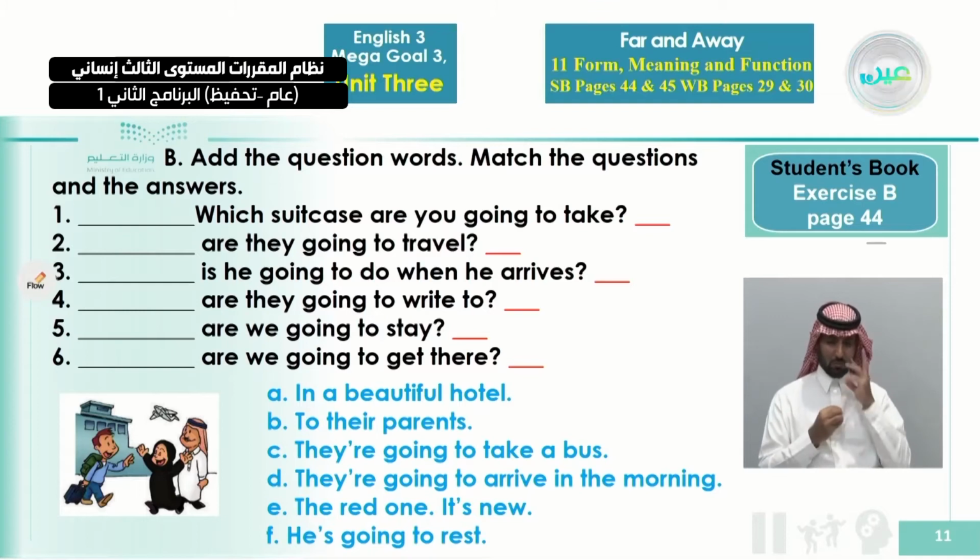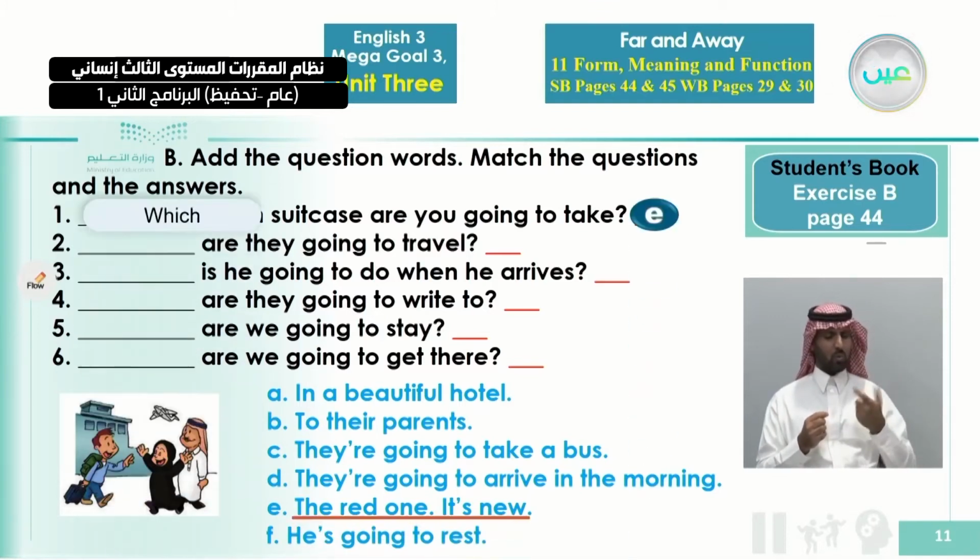This is the model answer: which. So which is the right WH question for this sentence? Which suitcase are you going to take? It was answered in your book, as you can see here. The red one, it is new. So this question matches E.